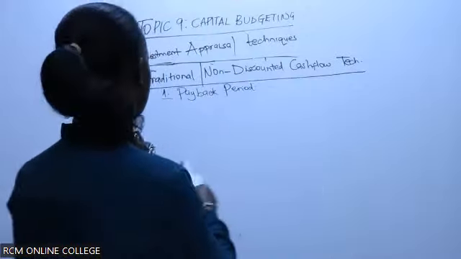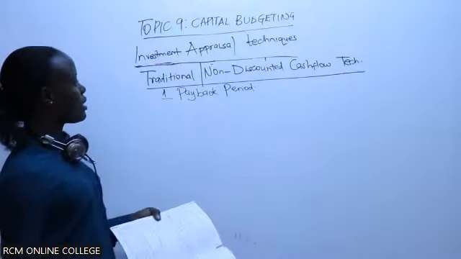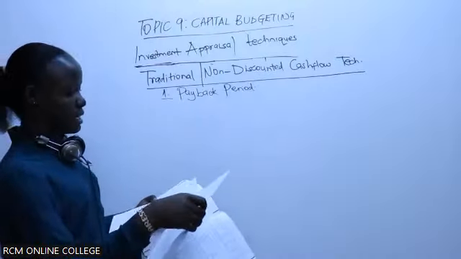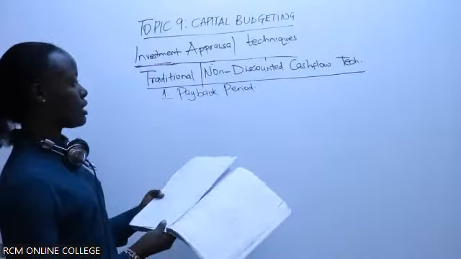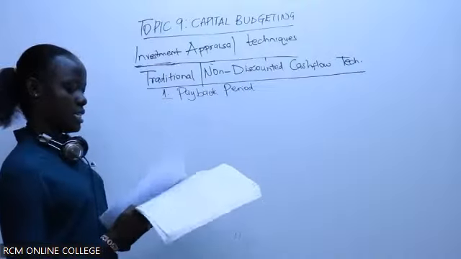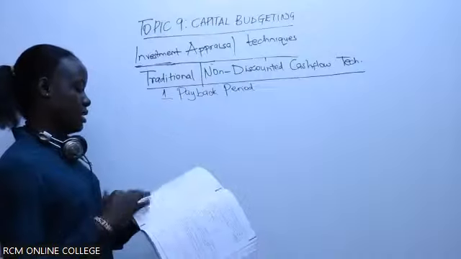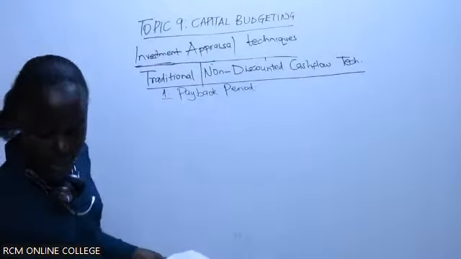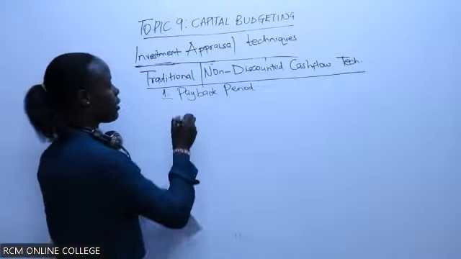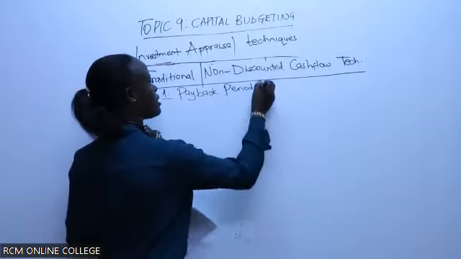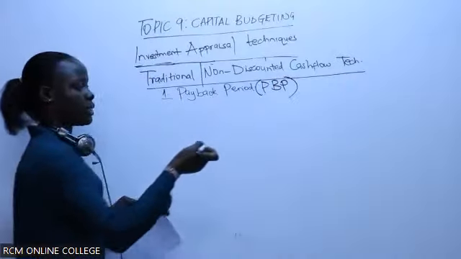Yeah, so I want us now to begin working out our calculations. We are going to start by looking at the traditional or non-discounted cash flow techniques. The first technique we are going to look at under the traditional technique is the payback period, initialized as PBP.